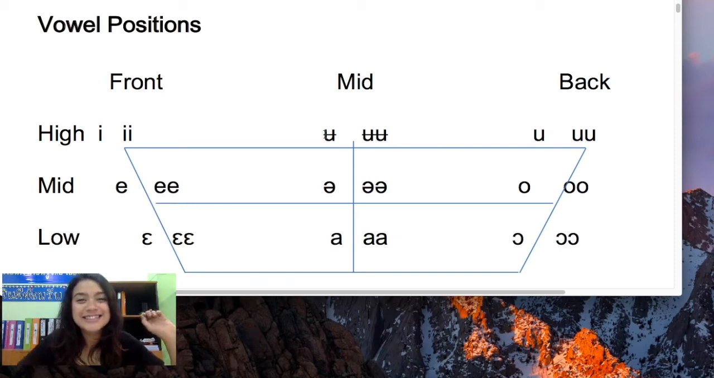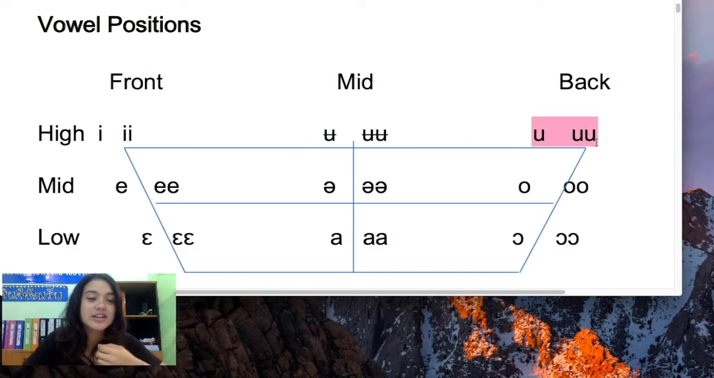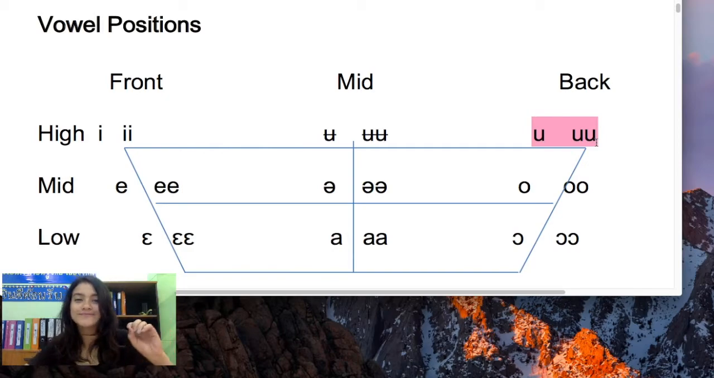Okay, so the next one we have here is this sound. Your tongue will be positioned in the back of your mouth, but your jaw will be up high. But instead of being spread out, it's going to be like a little circle. So it goes like ooh. Okay, so don't forget your tongue is in the back, but it's up high. Okay, one more time.